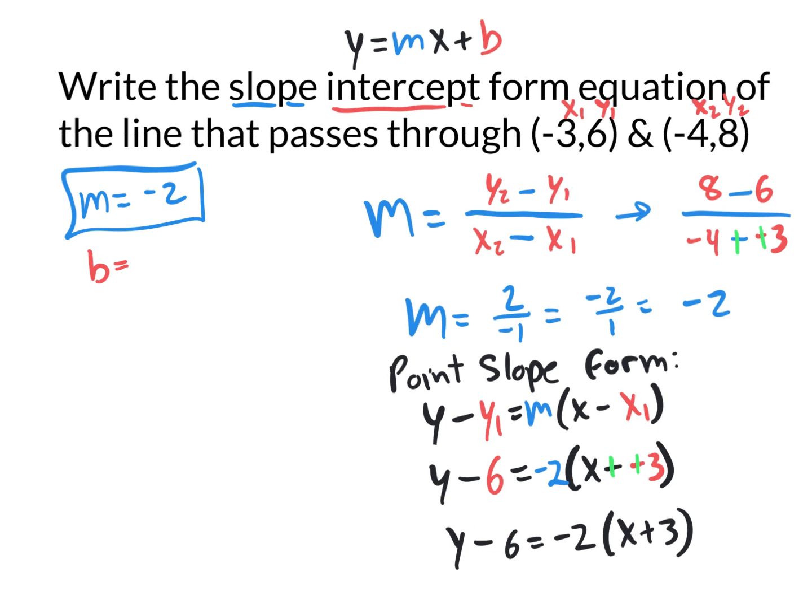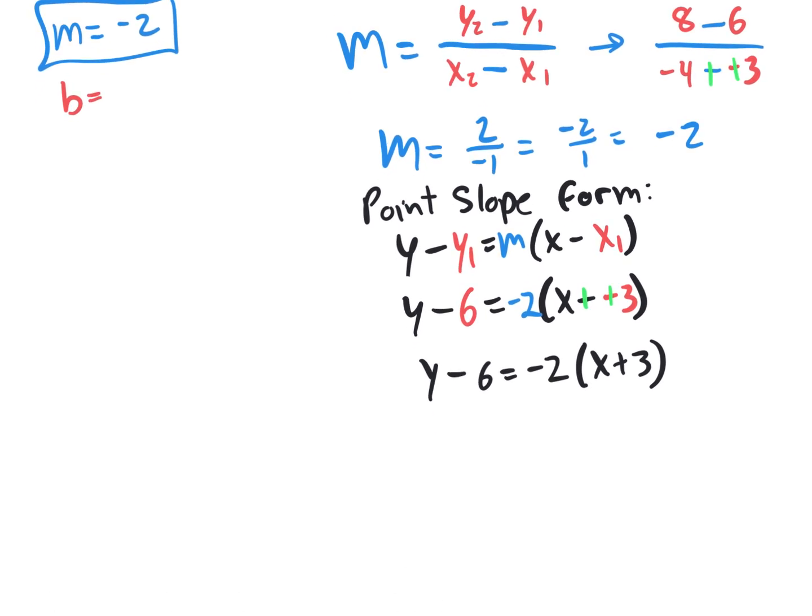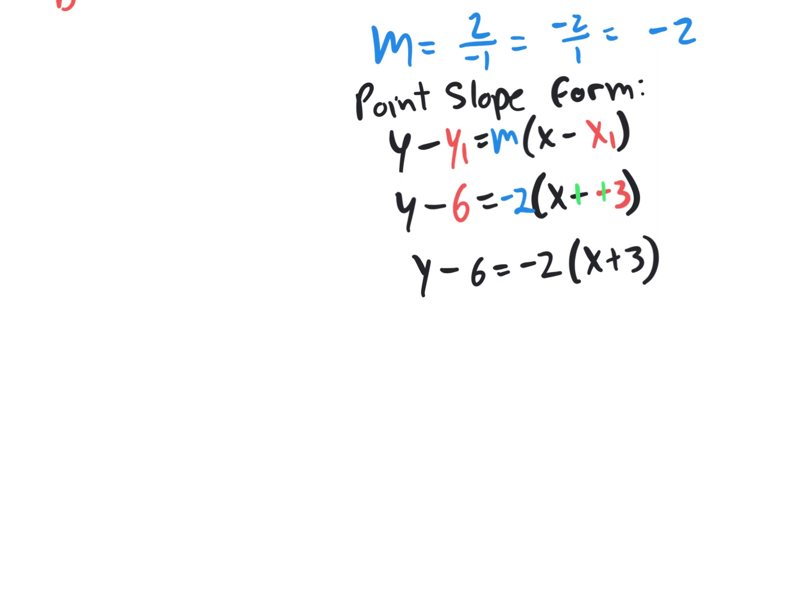So with that said, I need to get rid of the parentheses. And in order to do that, you'd have to distribute the -2 into the parentheses. So we're going to go -2 times x, that's -2x. -2 times 3, that's -6. We're going to bring down the equal sign, bring down the -6, bring down the y.